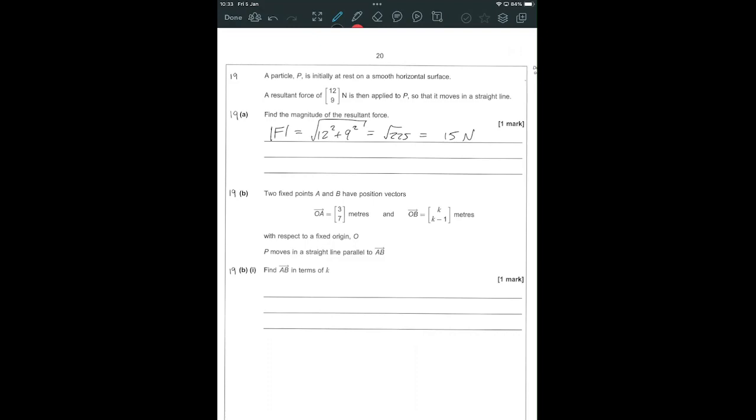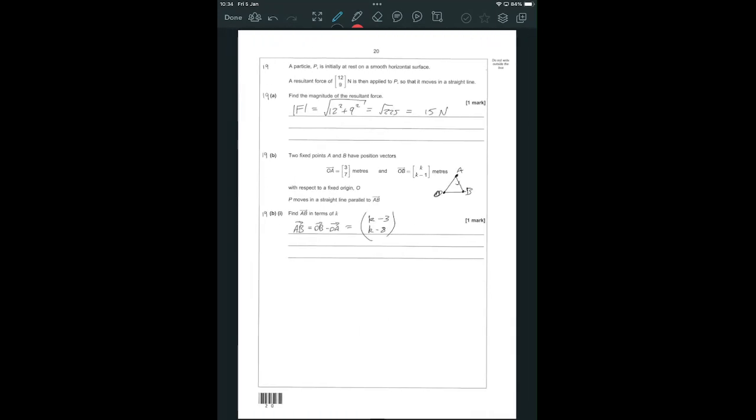2 fixed points A and B are position vectors with respect to the origin. P moves in a straight line parallel to AB. Well, let's find the vector AB. Well, the vector AB is OB subtract OA. If you need the kind of visualization for that, if there's O, A, and B, if I want to get from A to B, I need to go backwards along A, forwards along B. So it is that order. So that's going to be K minus 3 and K minus 1 minus 7, K minus 8.